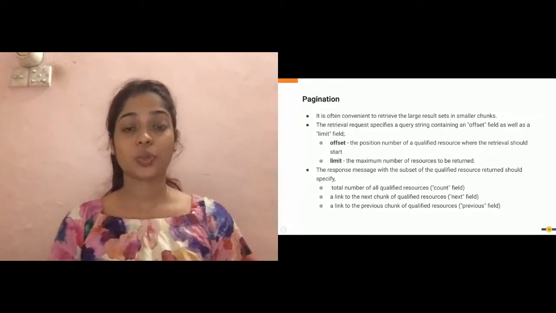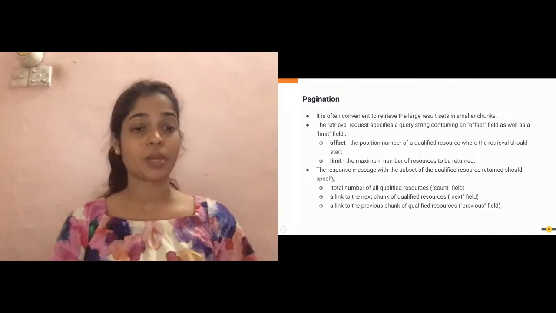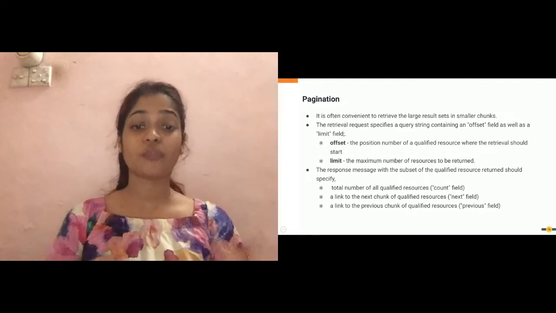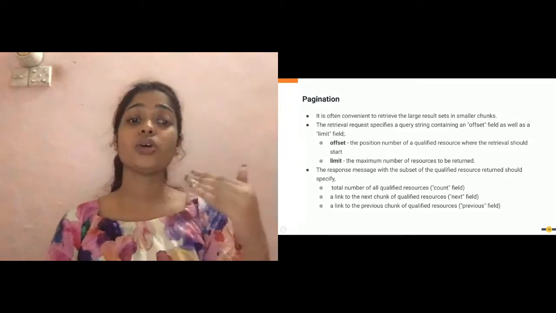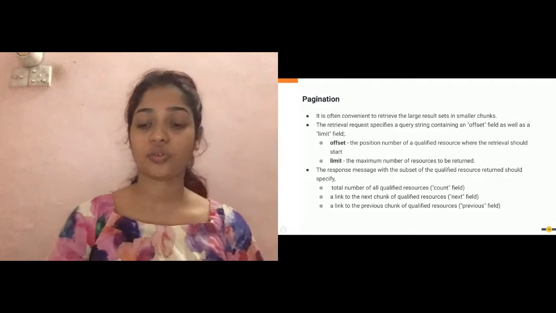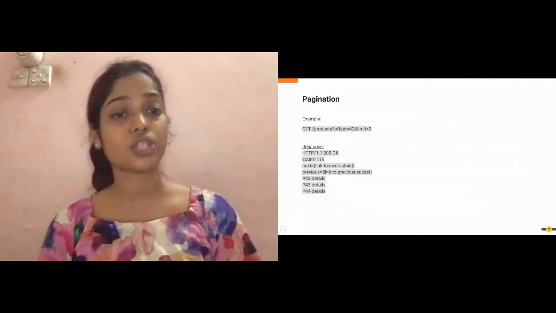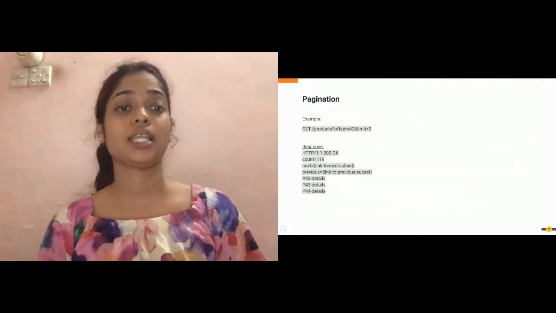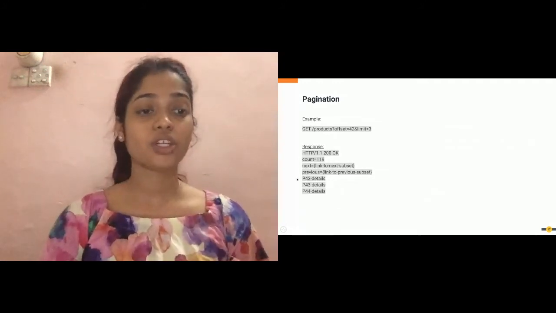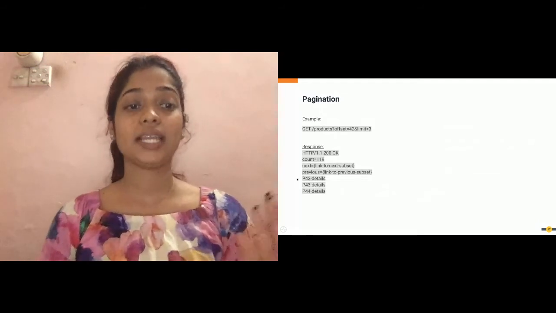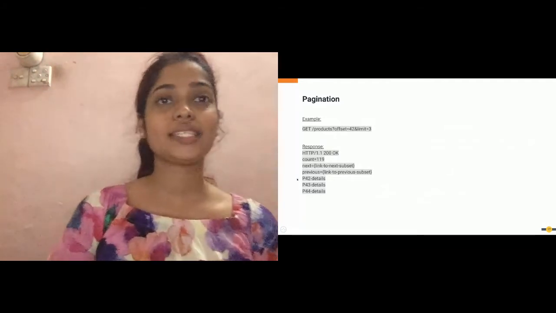So the response message with the subset of the qualified resources returned should have the 3 main fields that I'm going to mention now. A count field, which gives the total number of all qualified resources, a next field, a link to the next chunk of qualified resources, and also a previous field, which gives a link to the previous chunk of qualified resources. If you look at this example, we're trying to get products with an offset of 42 and limit 3. So we are going to get 3 resources since the limit is 3, and it's going to start with the resource number 42. As you see here, we get P42, P43, and P44. And there is a link to the next subset, and there will be a link to the previous subset as well.